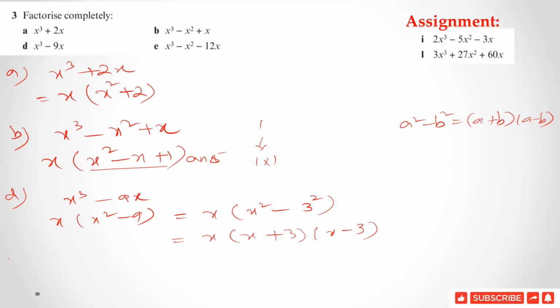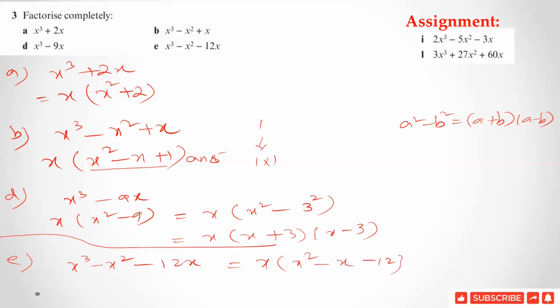And the same way we do for question E. E is here and it states we have to factorize x cube minus x squared minus 12x. Again, we take x common. What we get? x. Now we take this expression and we find out, can we factorize it? We remove this and we have this place to factorize it properly.